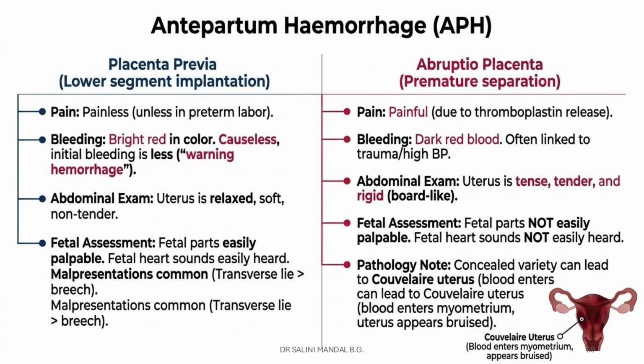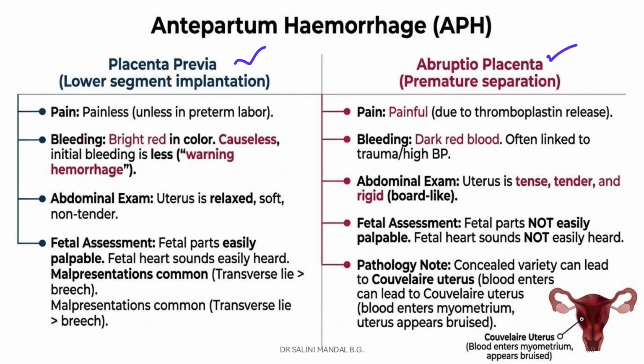Next is antepartum hemorrhage. We have two types: placenta previa and abruptio placenta. Talking about placenta previa and abruptio, one thing you have to remember is that placenta previa is painless, but abruptio placenta is painful. Why? Because of thromboplastin release. Bleeding is bright red in placenta previa, but dark red in abruptio placenta.